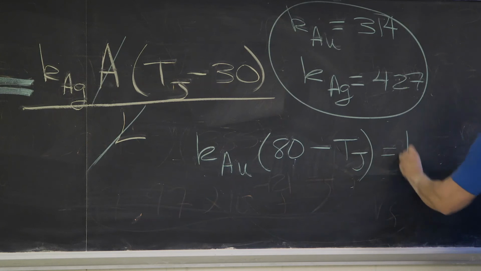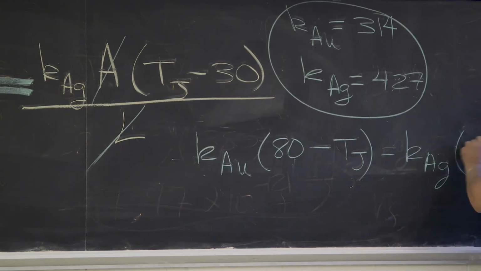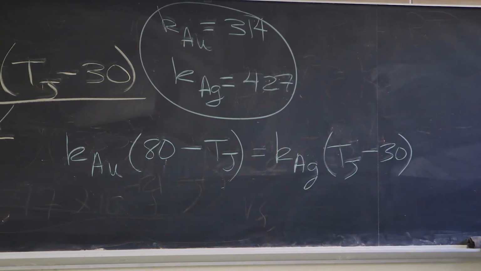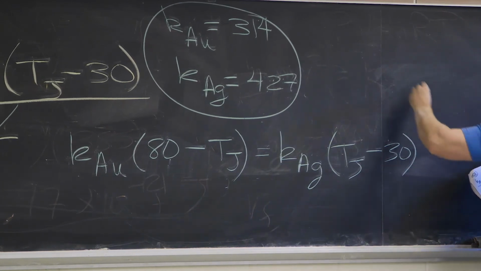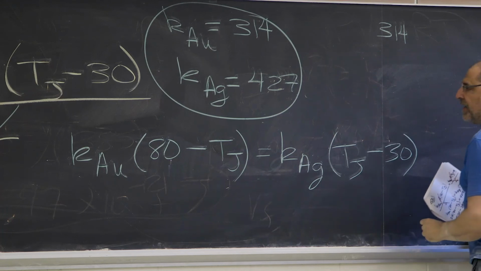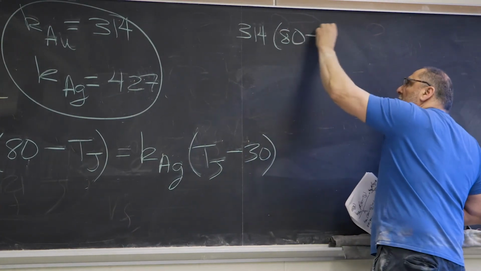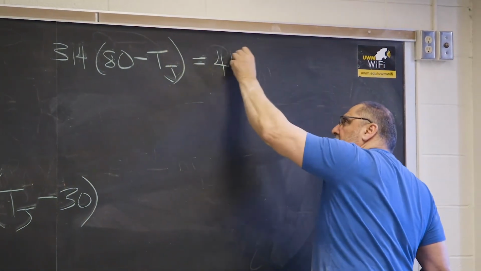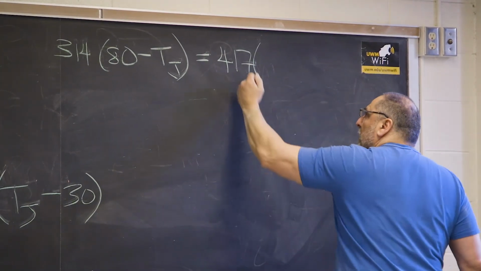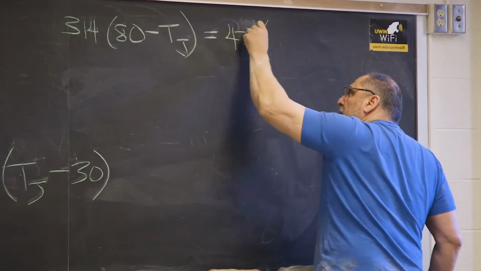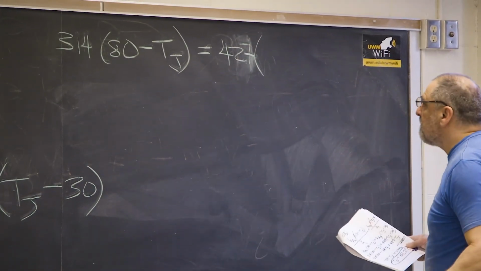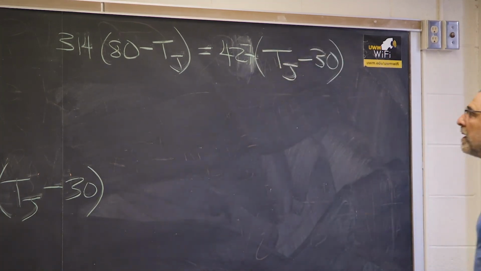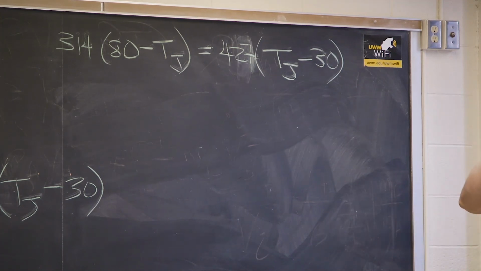And the other one is K. Put in the right units. 314 is K_Au, that's for the junction. K_Ag is 427. The other one is T_j. That's good. Is that visible? Pretty good? Okay.